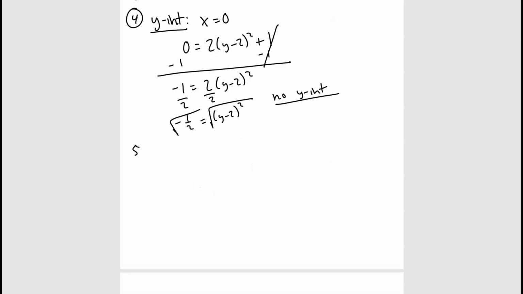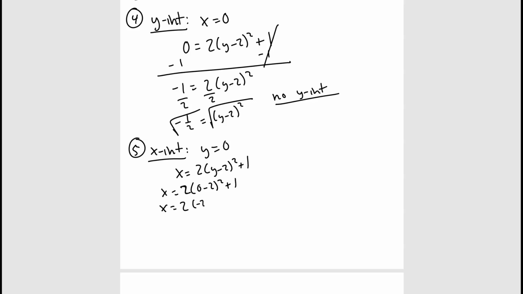Alright, and now finally we're going to look at the x-intercepts. That's when y is equal to 0. So we have x equals 2y minus 2 squared plus 1. So we're going to say y equal to 0. Okay. And now we're just going to solve this. So this is going to be -2 squared plus 1. This is going to be 4 plus 1. It's going to give me 8 plus 1, which gives me 9. So it's going to be 9, 0. That's going to be my x-intercept.